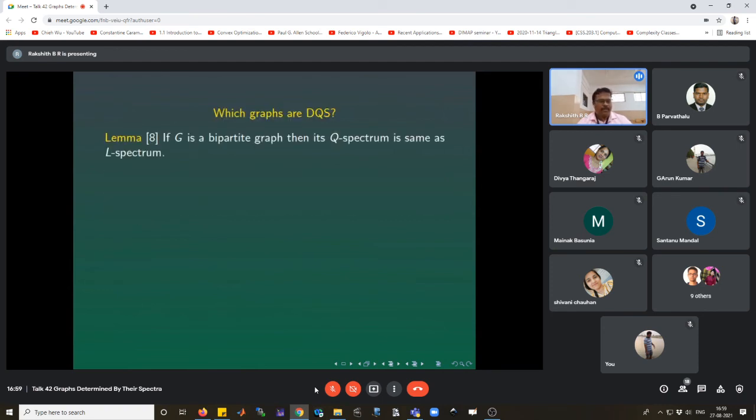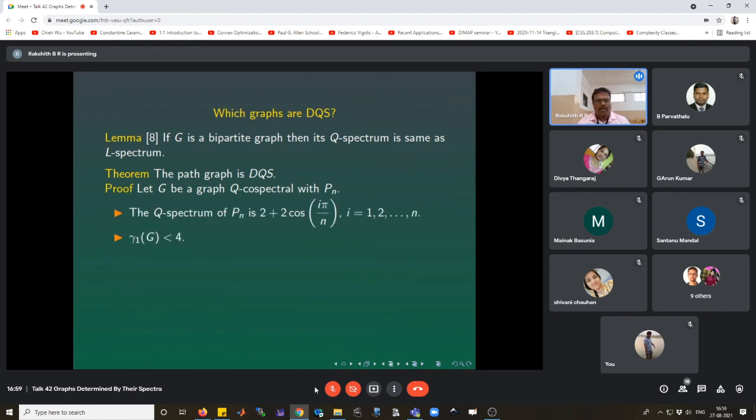So now I will quickly run through which graphs are DQS. One of the important lemmas here is that if a graph G is bipartite, then its Q spectrum is the same as the Laplacian spectrum. If a graph G is bipartite, then there is no difference between the signless Laplacian and the Laplacian. And also here you can see that the complete graph is determined by the signless Laplacian spectrum.